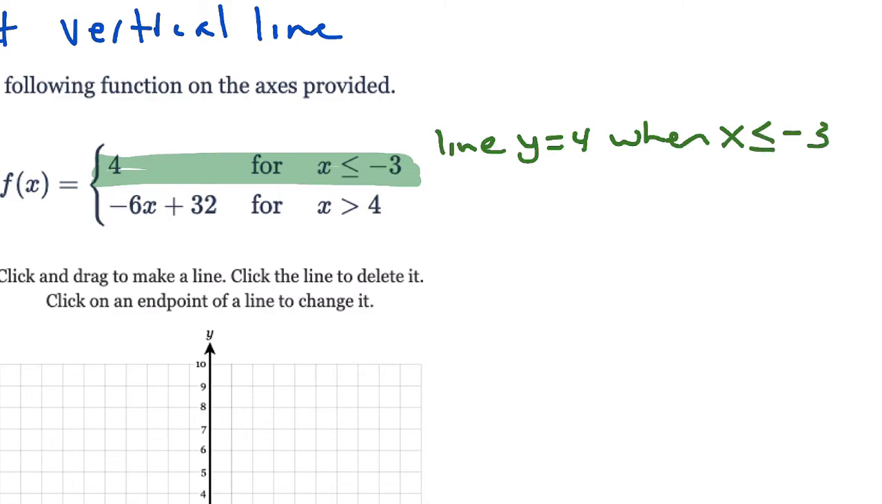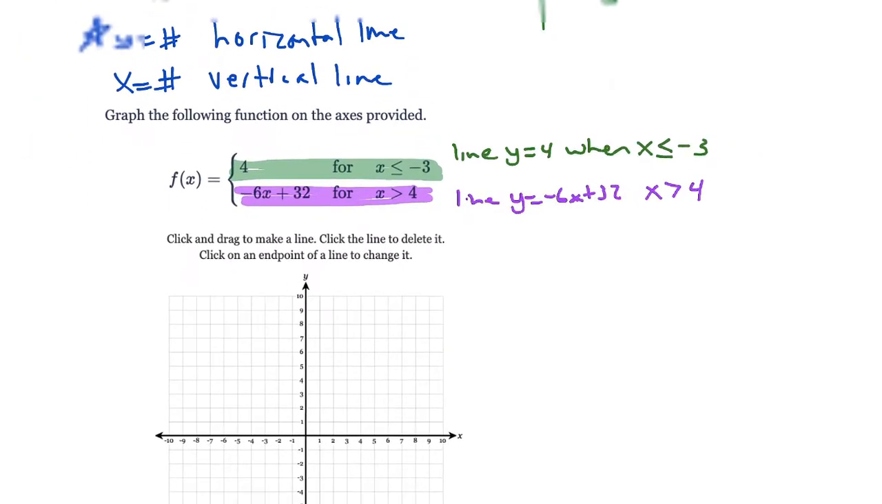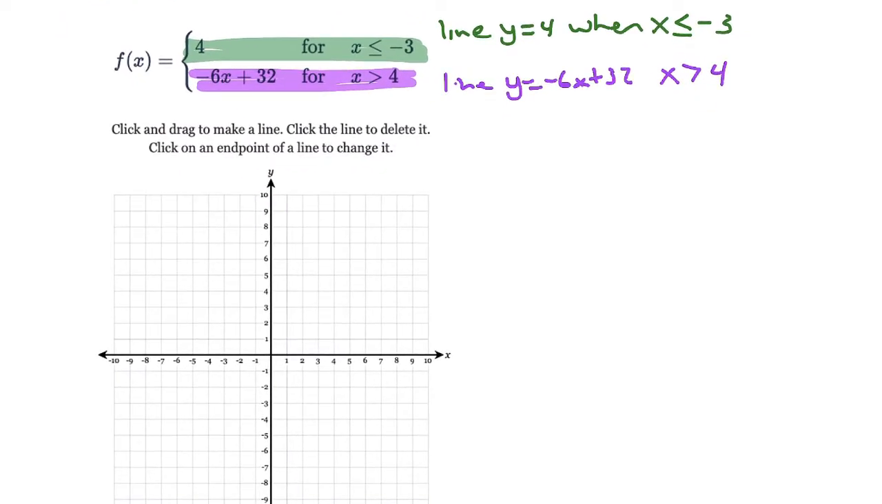The second one, this one, says graph the line y equals -6x plus 32 for x greater than 4. Now, that one's going to be a little bit more challenging because we're going to have to kind of figure out how to graph that on our graph right here. So let's look at that.